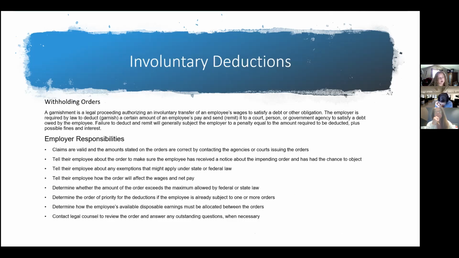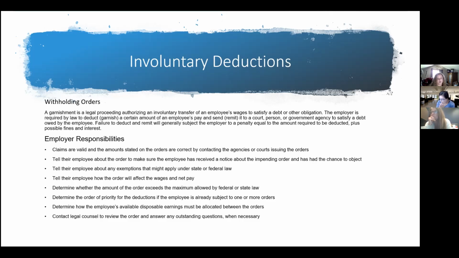So involuntary deductions or withholding orders, child supports, garnishments, things like that. Let's talk about those a little bit. A garnishment is a legal proceeding authorizing an involuntary transfer of employees' wages to satisfy a debt or other obligation. The employer is required by law to deduct or garnish a certain amount of an employee's pay and send it to a court, a person, or a government agency to satisfy a debt owed by the employee. Failure to deduct and remit will generally subject the employer to a penalty equal to the amount required to be deducted, plus potential fines and interest.